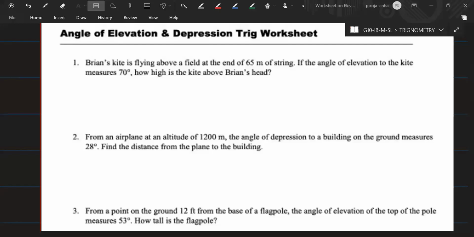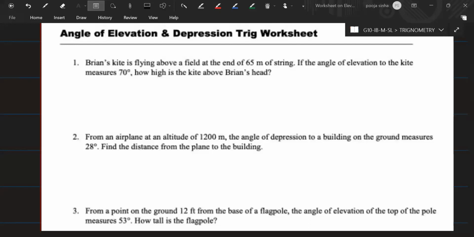Okay, tell me now, one by one. So what am I supposed to draw first? A right angle triangle. Where? A right angle triangle. And what is representing what?